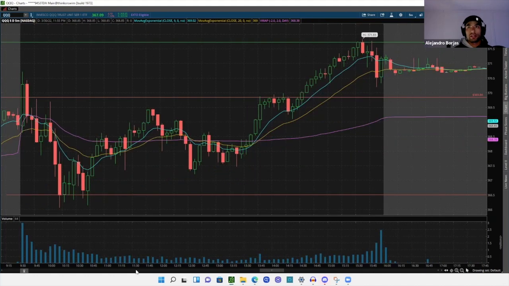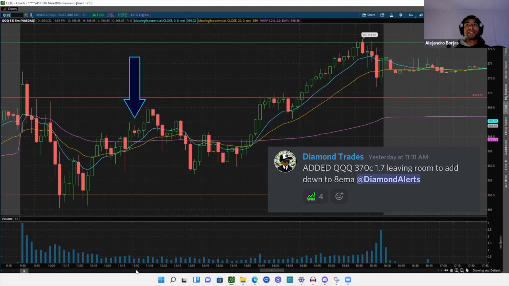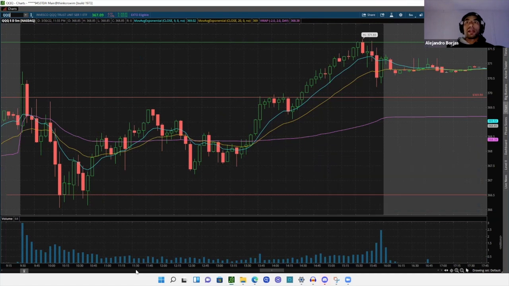The next trade I want to take a look at are the QQQ 370 calls that Diamond added for $1.70 on Tuesday morning at 11:30. Now, understanding that this trade had 1 day till expiration, so it was expiring on that following Wednesday, I can size in a bit more heavy. So it's not necessarily a lotto size trade.